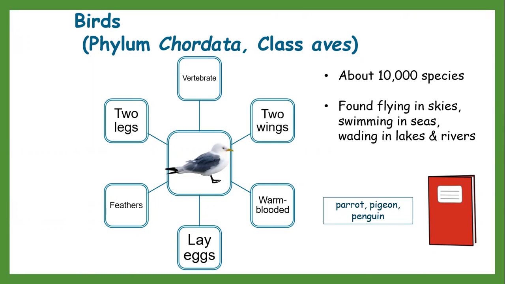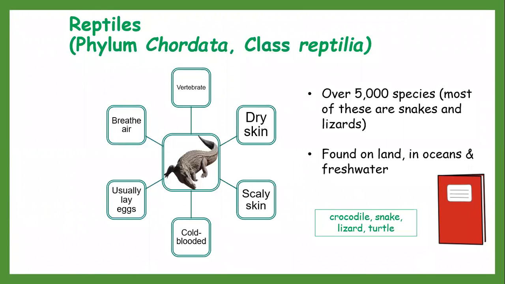Okay, let's continue with the next group. Reptiles. So reptiles also have vertebrae. Reptiles have dry skin. They also have scaly skin. They are cold-blooded, so they take a lot of their heat from the sun. They usually lay eggs. They breathe air.